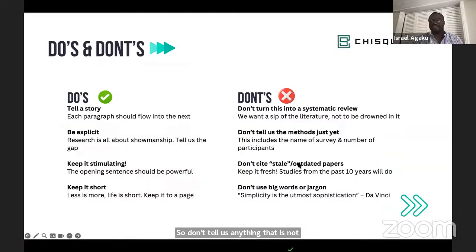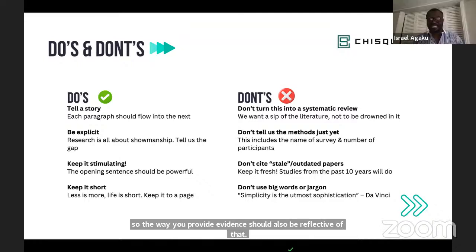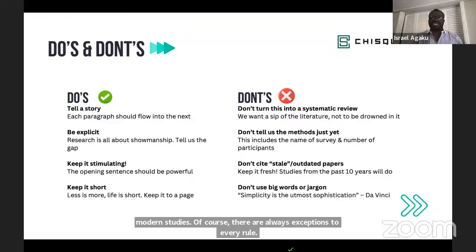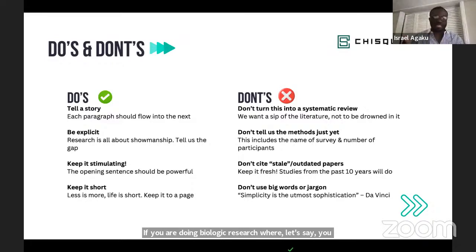Don't cite stale or outdated papers. Research is dynamic in nature, and so the way you provide evidence should also be reflective of that. Cite modern studies. Of course, there are always exceptions to every rule. If you are doing biological research where you have some classic papers that have to be cited, well, that's a different thing. But in general, you want to look at more recent evidence.